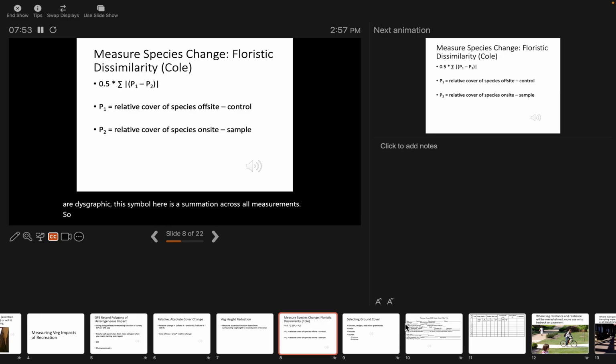So we are getting relative cover of species off-site minus the control. That's a difference. It's P1. And then we subtract from that the relative cover of species on-site, P2. And then we take the absolute value of that difference of differences, and then we sum those, and multiply by 0.5. So that sort of weird sigma character means summation across the absolute value of. Vertical bars are the absolute value.